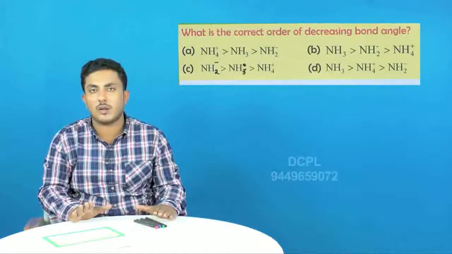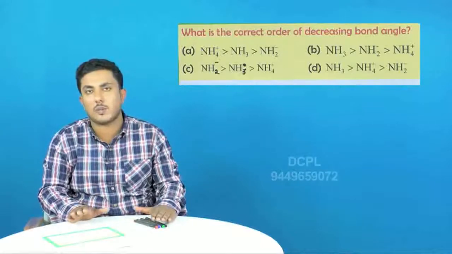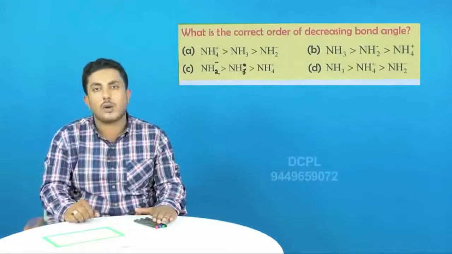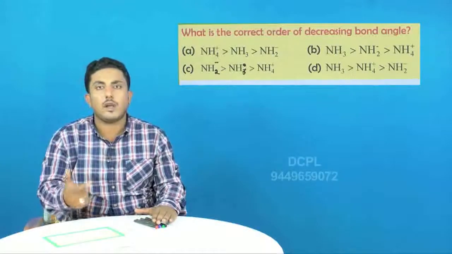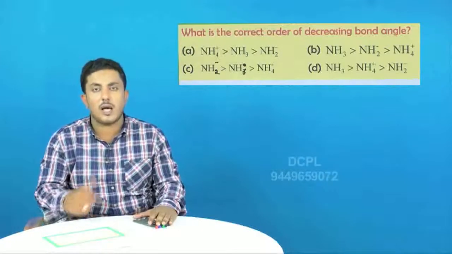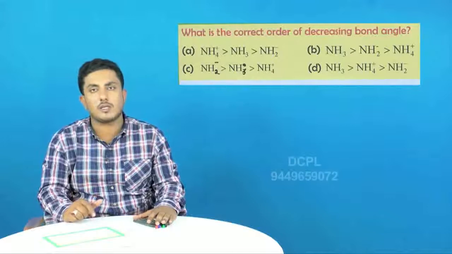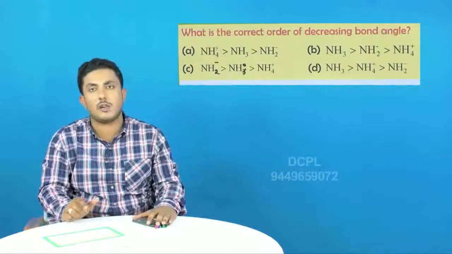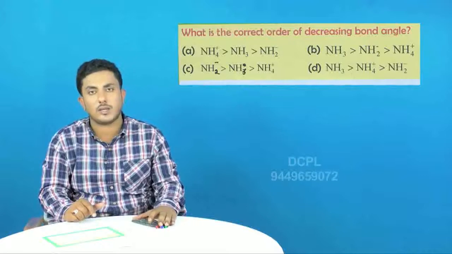Based on the hybridization, we can decide the bond angles to some extent. If the hybridizations are the same, then we should go for the number of lone pairs of electrons. As the number of lone pairs increases, the bond angle decreases. If the number of lone pairs is also the same, then we should go for the electronegativity of the central atom.